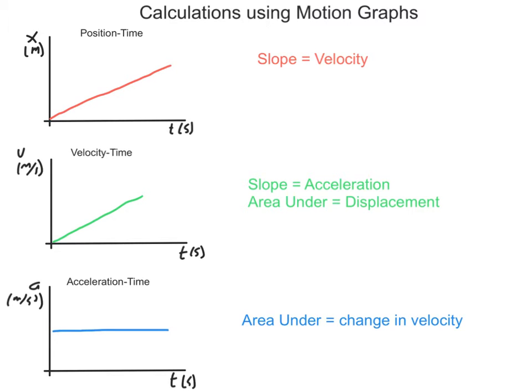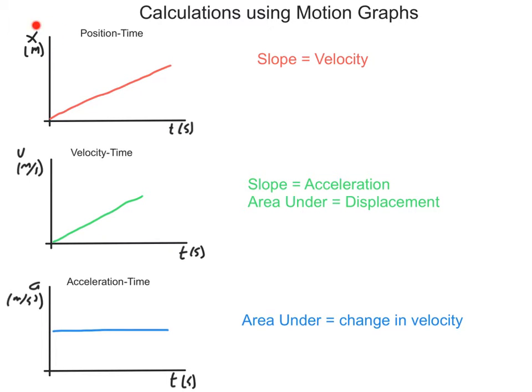Now, we've already looked at all the different pieces and parts for motion graphs and how to transition between them, but there's actually a lot more information available inside of a motion graph. Specifically, that information is found in the slope and in the area under the curve. All of the information we're about to go over, I'm going to derive in class to prove that it's true, but for now, let me just give this to you.